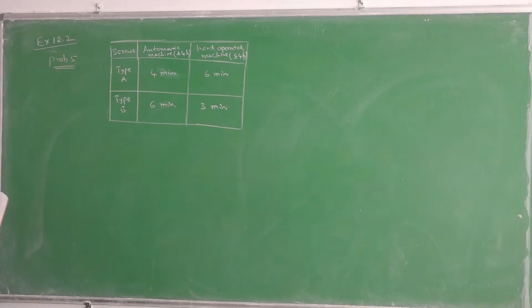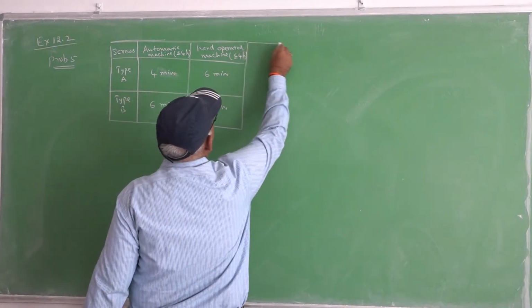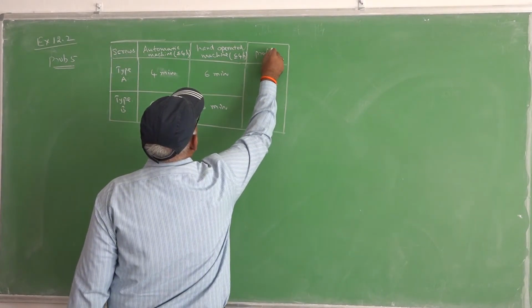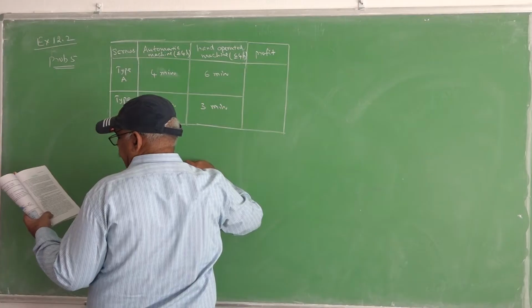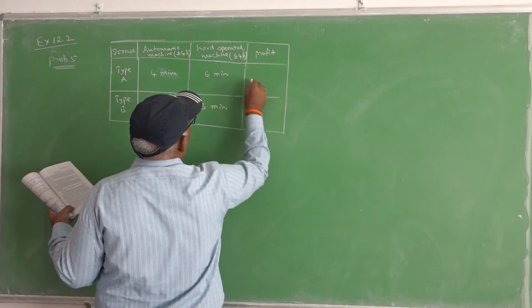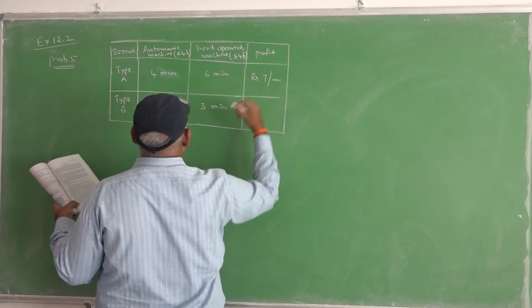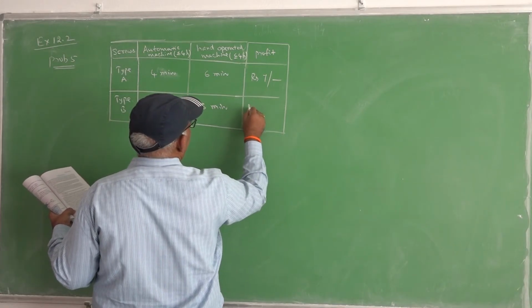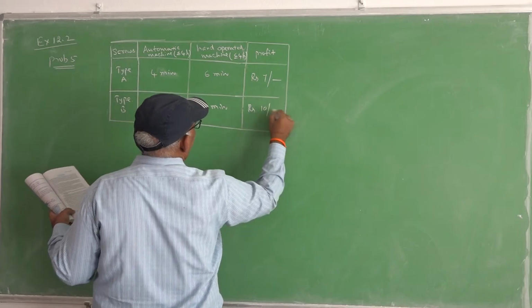And the profit on a package of screws is 7 rupees. Let us take one more column, profit. The profit on a package of type A is 7 rupees, and on B it is 10 rupees.